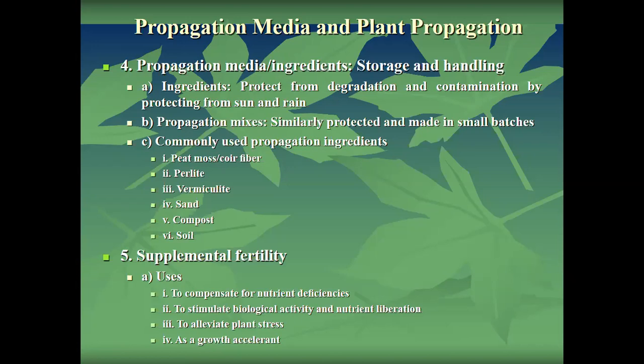Of course, compost and soil. And you'll appreciate that all of them have their advantages and disadvantages, being coarse, the susceptibility to diseases and all those things. Supplemental fertility is used to compensate for nutrient deficiencies, to stimulate biological activity and nutrient liberation, to alleviate plant stress, and as a growth accelerant. That is why supplemental fertility is added to some of these mixtures, these compost mixtures in particular.